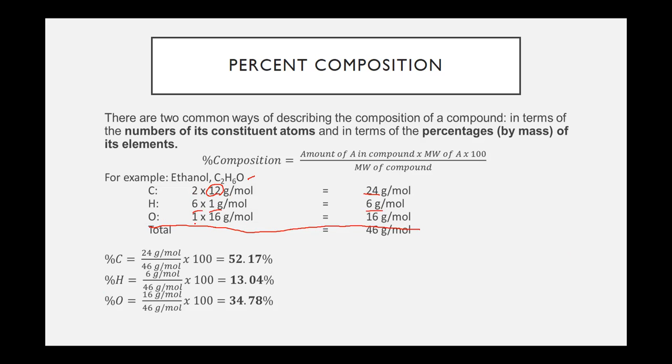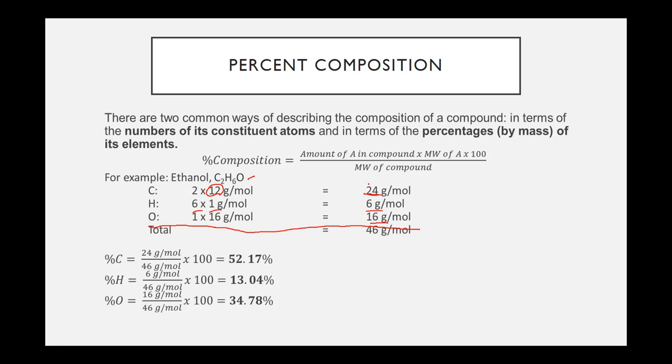So oxygen, 1 times 16 grams per mole. We'll get 16 grams per mole, and adding all of this, we'll get 46 grams per mole. So para makuha natin yung percent composition ng lahat ng atoms, per atom, we divide the amount ng carbon sa molecular weight ng compound. Saka natin siya i-multiply sa 100. So, kagaya nito, solve na natin.